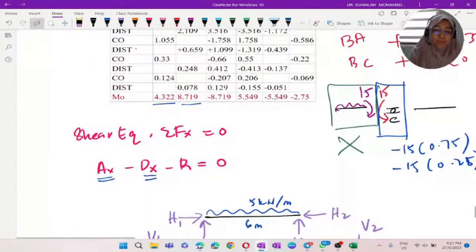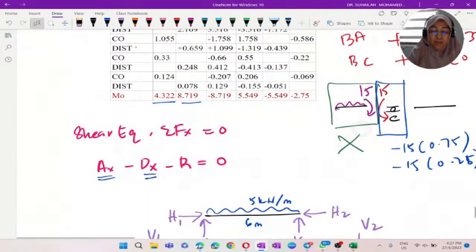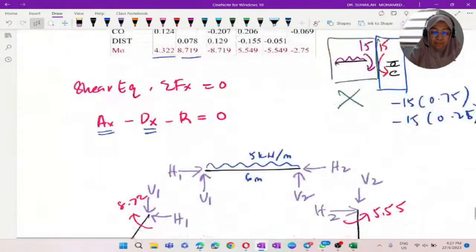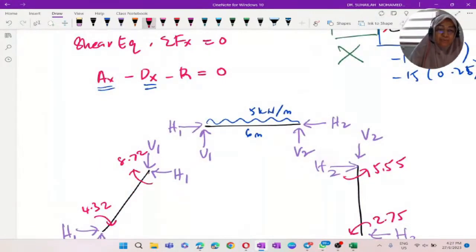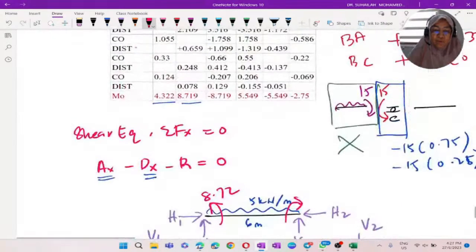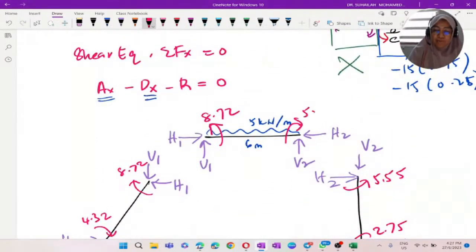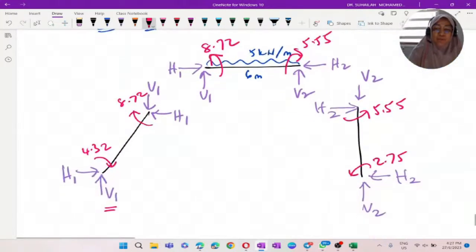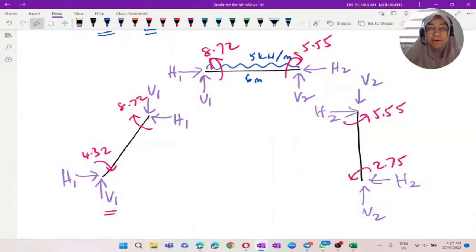And of course, the moment is negative, positive. It is negative 8.72 and positive 5.55. So these are the free body diagrams of each element. So from this, we will start to calculate or analyze member BC first.